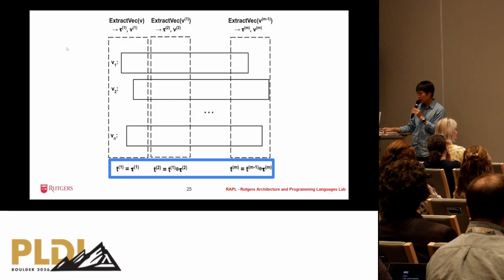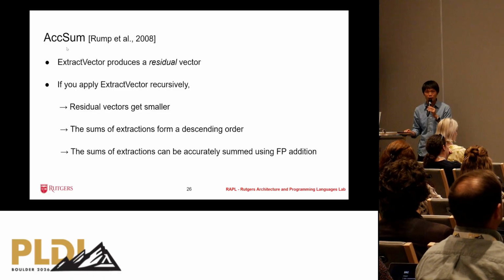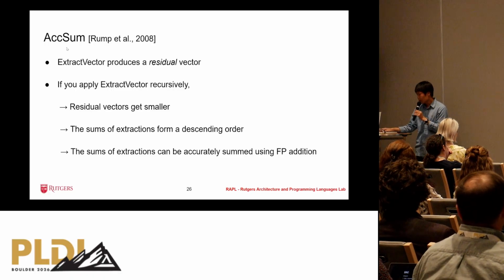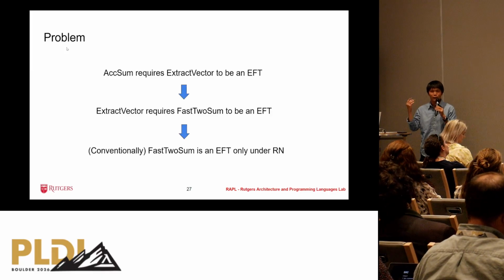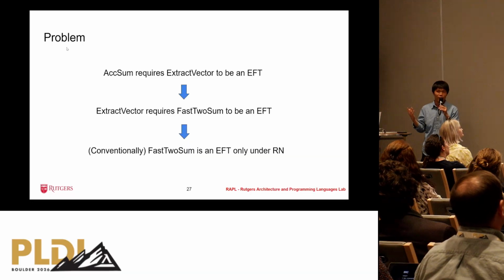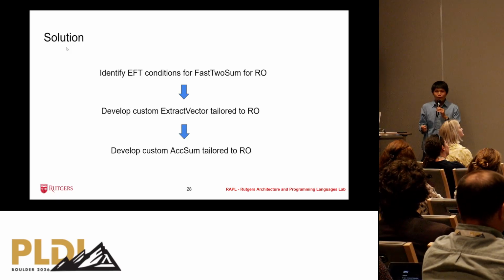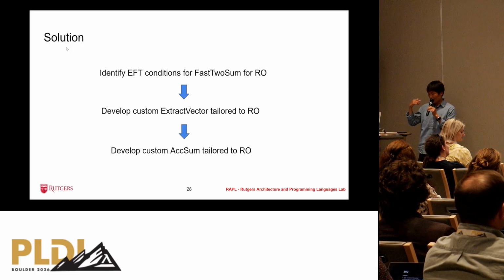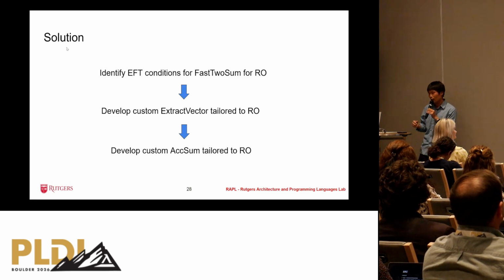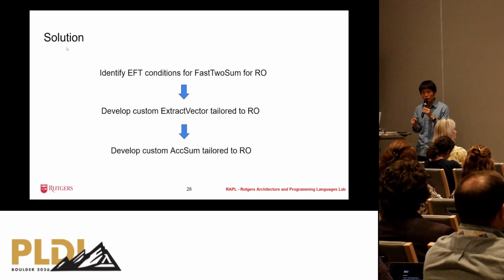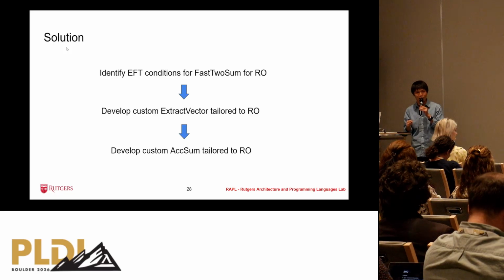And using this idea, there is an algorithm called AXSUM that allows you to compute correctly rounded sums at the end. Only problem, AXSUM requires you to perform extract vector, which assumes fast2sum is an EFT, and that is not guaranteed under round to odd. So we work backwards. Fast2sum is an EFT if we discover new conditions that make fast2sum an EFT under round to odd. We develop a new version of extract vector, and that will give us a new correctly rounded summation algorithm that works for round to odd.